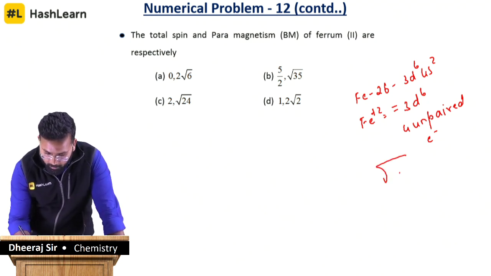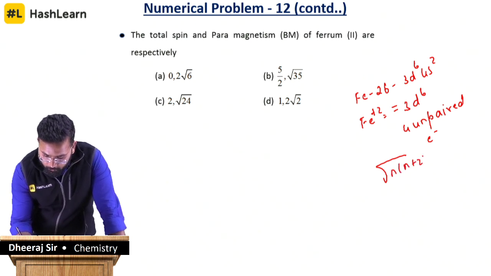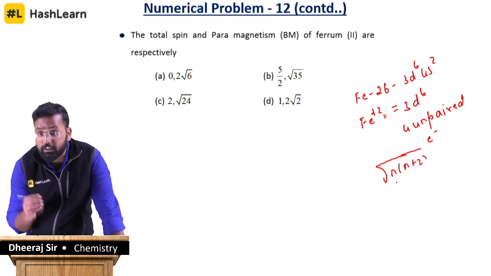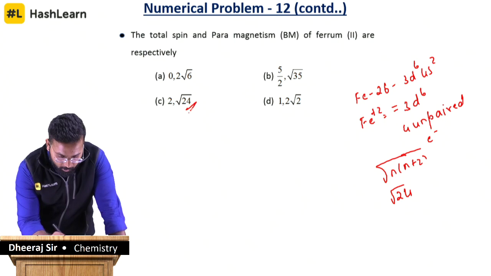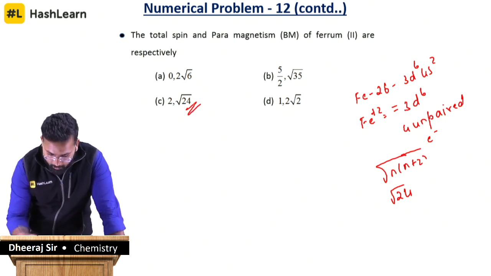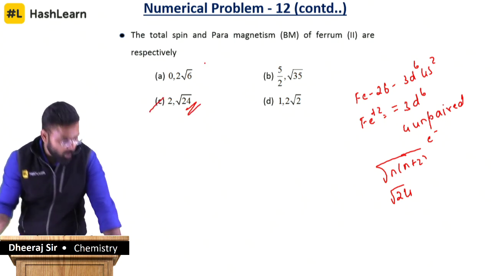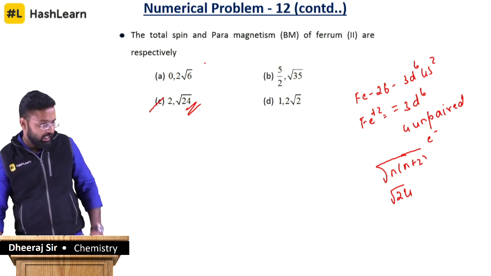So the formula to calculate paramagnetism is square root of n into n plus 2. So it is going to be square root of 4 into 4 plus 2, that is 4 into 6, which is square root of 24. So where do we have square root of 24? This, and spin is 2. Option C is the answer.